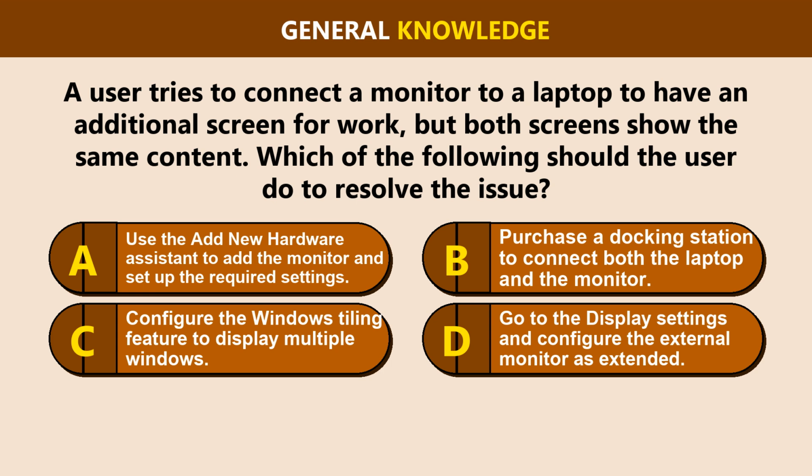Option A, use the Add New Hardware assistant to add the monitor and set up the required settings. Option B, purchase a docking station to connect both the laptop and the monitor. Option C, configure the Windows tiling feature to display multiple windows. Option D, go to the display settings and configure the external monitor as extended.